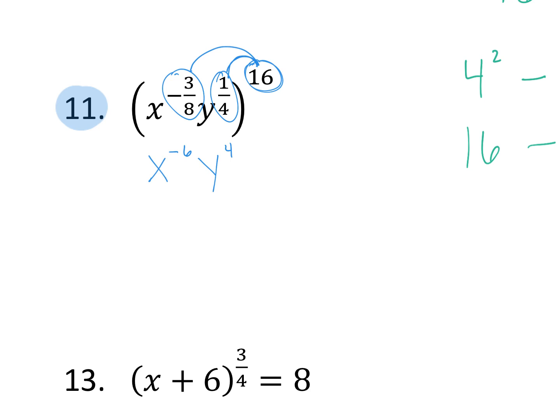Negative exponents, what do you do with them? You move it, right? You drop it down if it's in the top, you move it up if it's in the bottom, in your denominator. So y to the 4th is going to stay in the numerator. X to the negative 6 is going to be x to the positive 6 in your denominator. So that will be your answer. Okay.